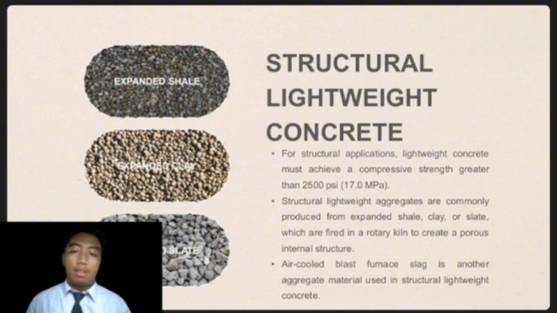It comes down to the aggregates. On the left side of the slide, you can see examples of the materials used: expanded shale, expanded clay, or expanded slate. These materials are fired in a rotary kiln, a process that creates a durable yet porous internal structure. Another common aggregate used for structural purposes is air-cooled blast furnace slag.